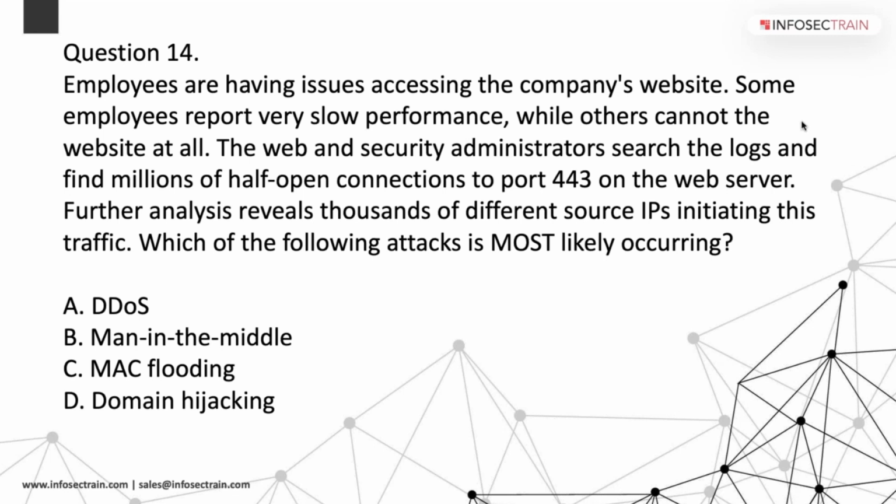Okay, let's just leave this one. Let me check this one out. Employees are having issues accessing the company's website. Some employees report very slow performance while others cannot access the website at all. The web and security administrator searches the logs and finds millions of half-open connections to port number 443 on the web server. Further analysis reveals thousands of different source IPs initiating this traffic. Which of the following attacks is most likely happening over there?